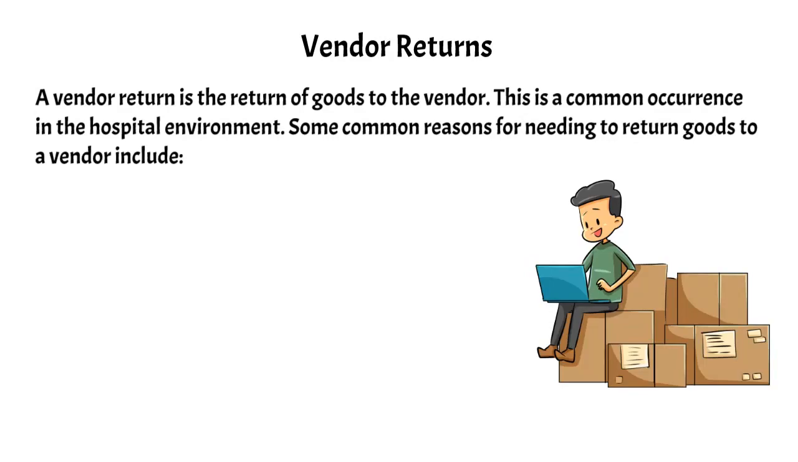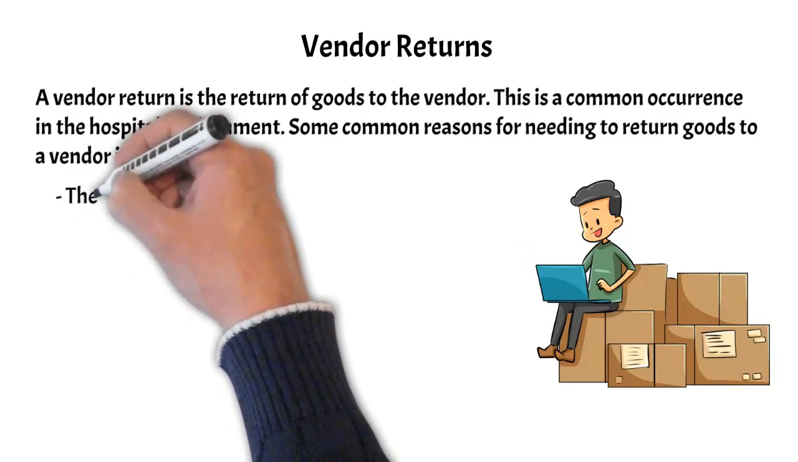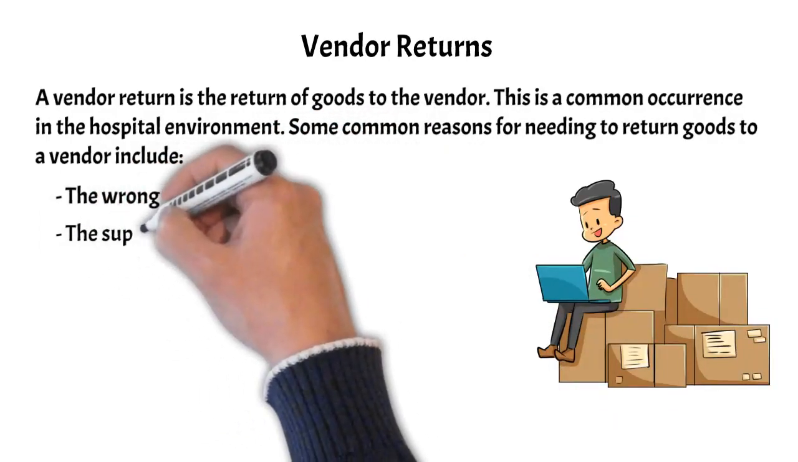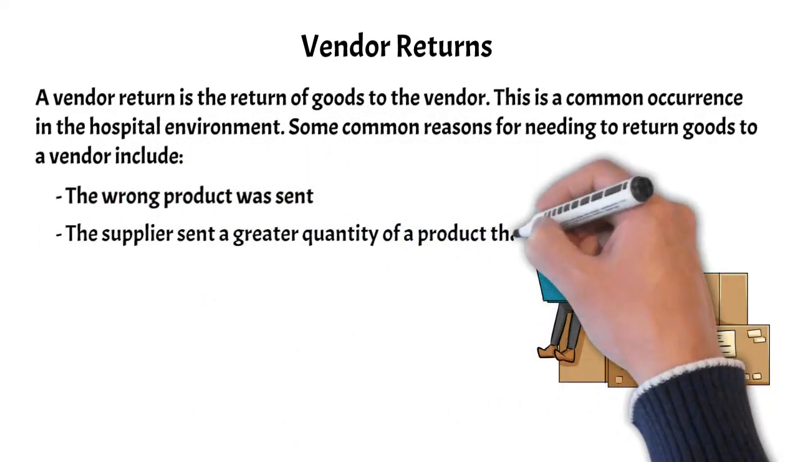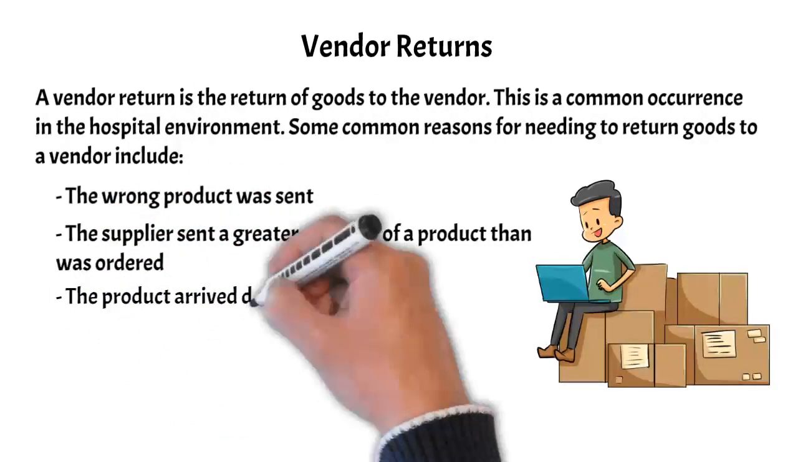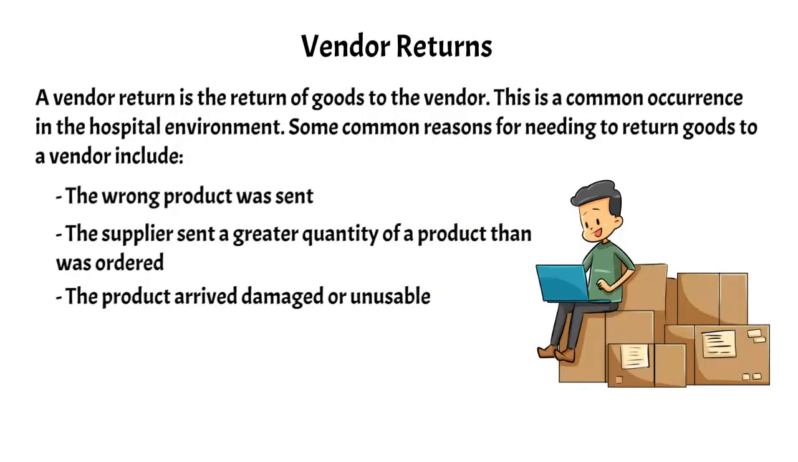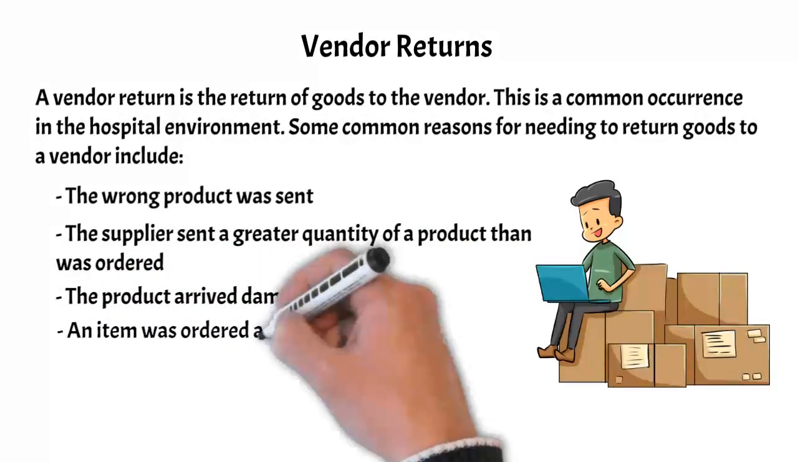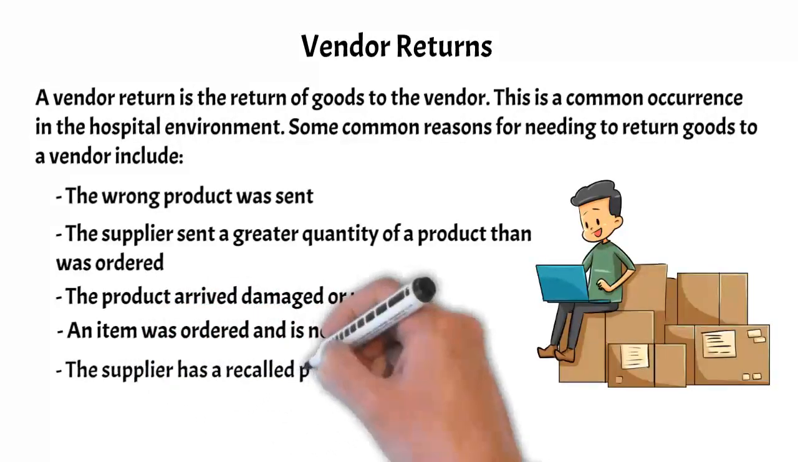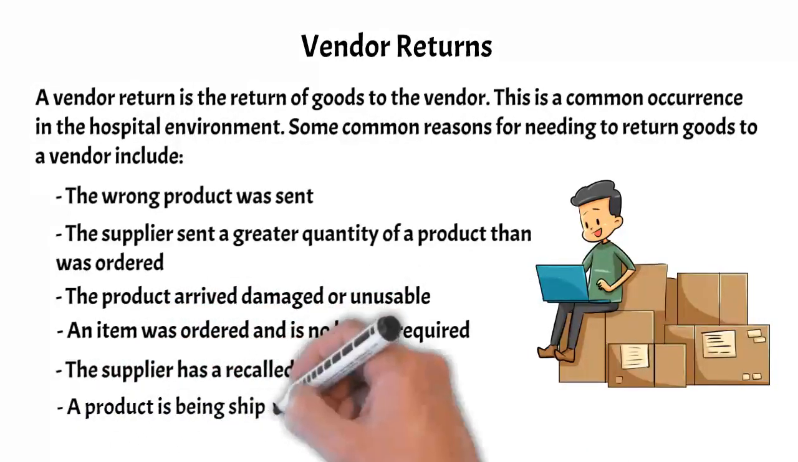Some common situations that result in returning goods to a vendor include the following. The wrong product was sent. The supplier sent a greater quantity of a product than was ordered, or shipped the same order twice. The product arrived damaged or unusable. An item was ordered and is no longer required. The supplier has recalled a product, or a product is being shipped to a supplier for repair.